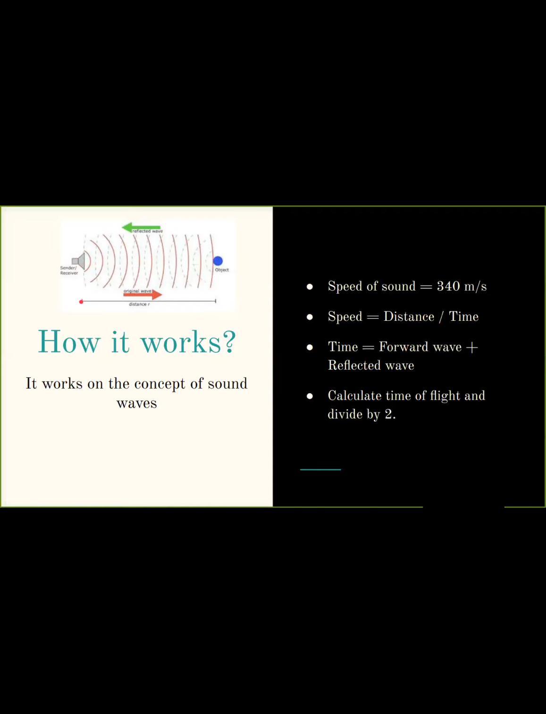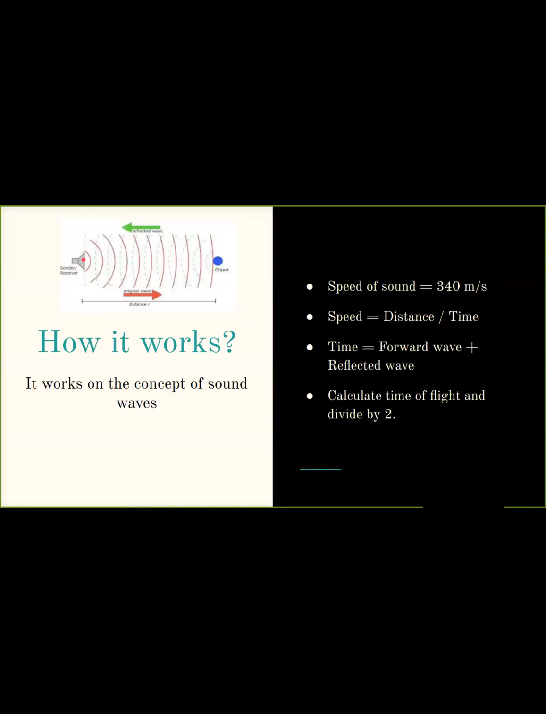Suppose my transmitter is at this position and the distance of this object is, I name this distance as R. Now, can you tell me the total distance the sound wave would have traveled from transmitter and back to the receiver? If this distance is R, the same distance will have to be traveled back, right? If it has to reach the receiver back. So the total distance would be R plus R. It would be 2R.